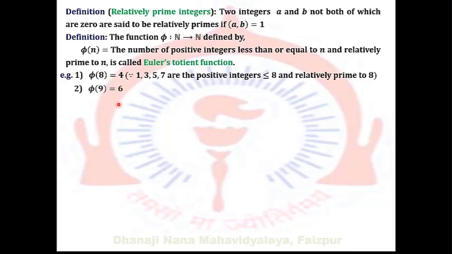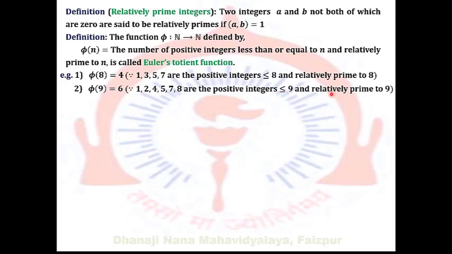Also, phi of 9 is equal to 6 because we have the numbers 1, 2, 4, 5, 7, 8, which are positive integers less than or equal to 9 and their GCD with 9 is equal to 1. That is, they are relatively prime to 9. So phi of 9 is nothing but equal to 6.